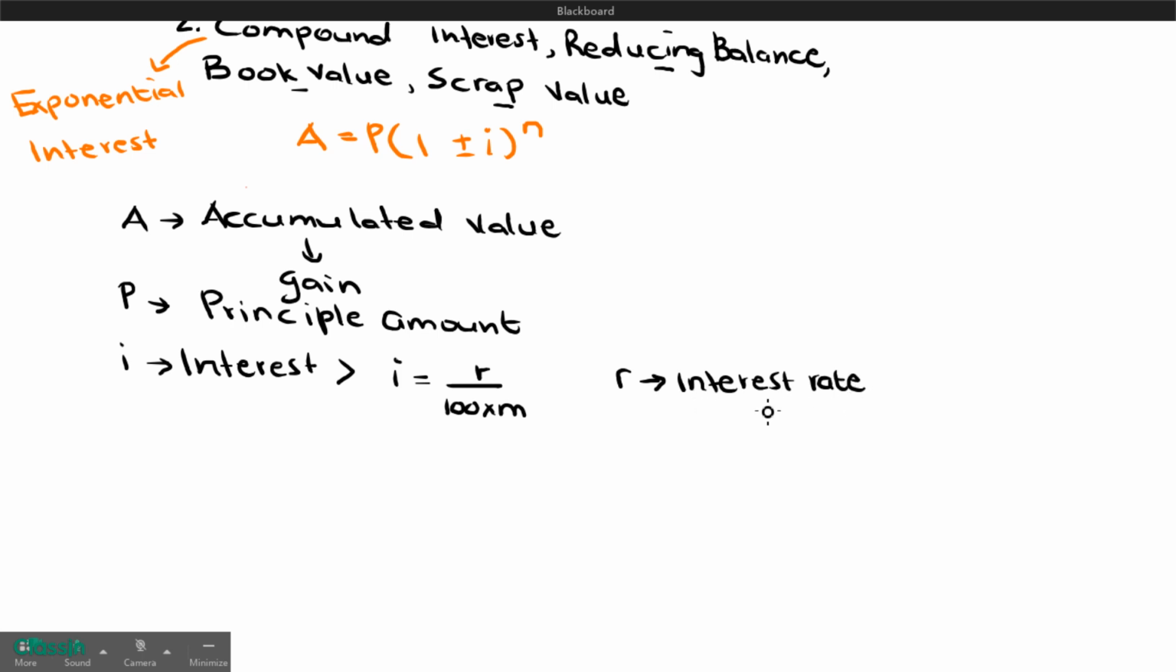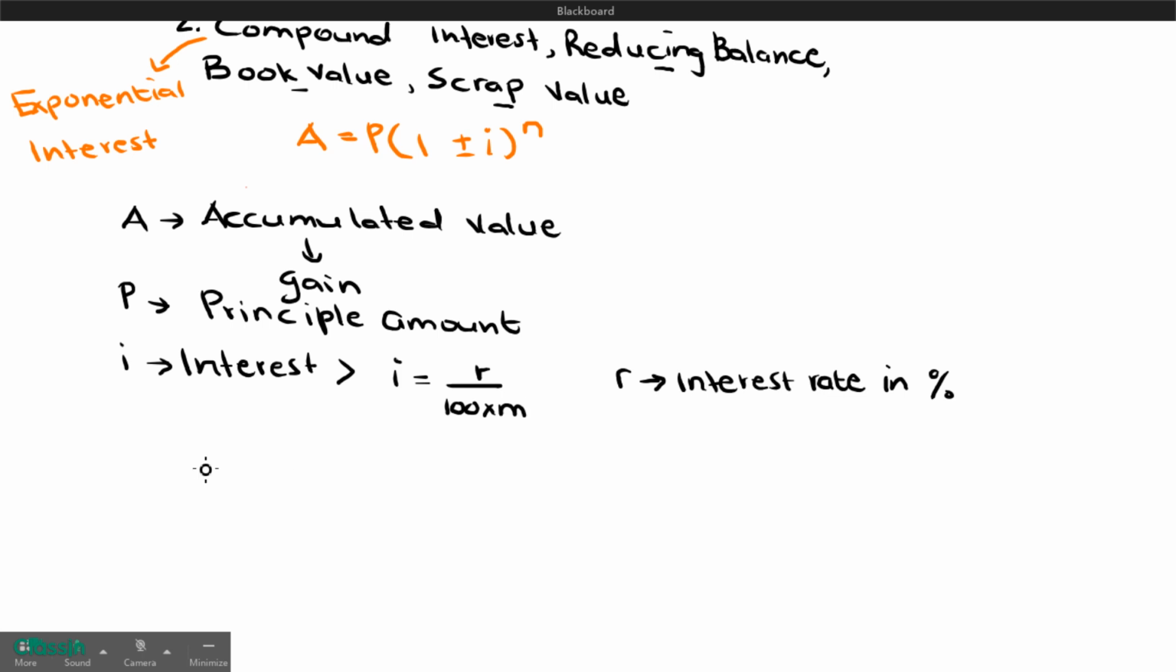And the interest rate is mostly given in percentage. So they will give you R, but this R they're going to give you in the form of percentage. So meaning that every time when you have the interest rate, it is a percentage. But now we also have M.